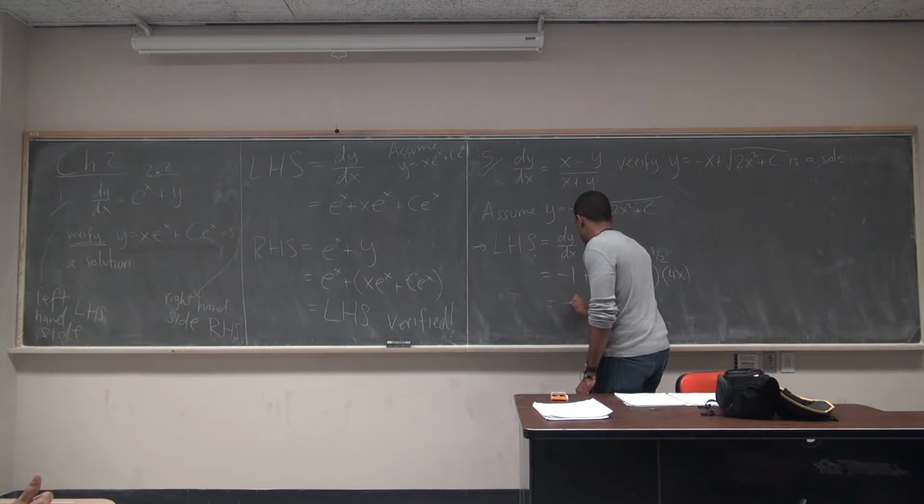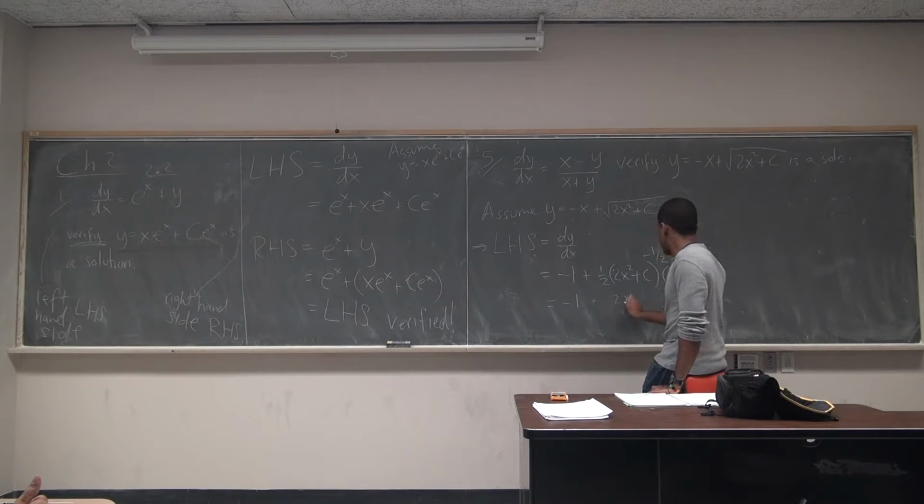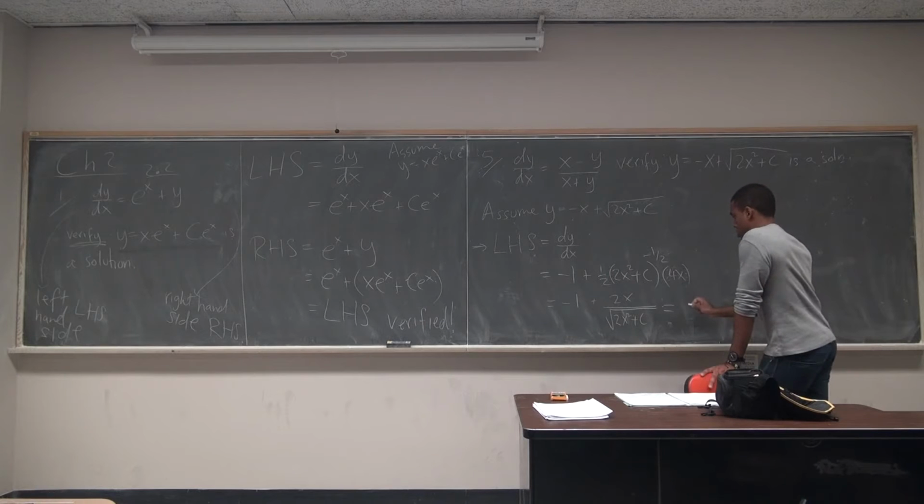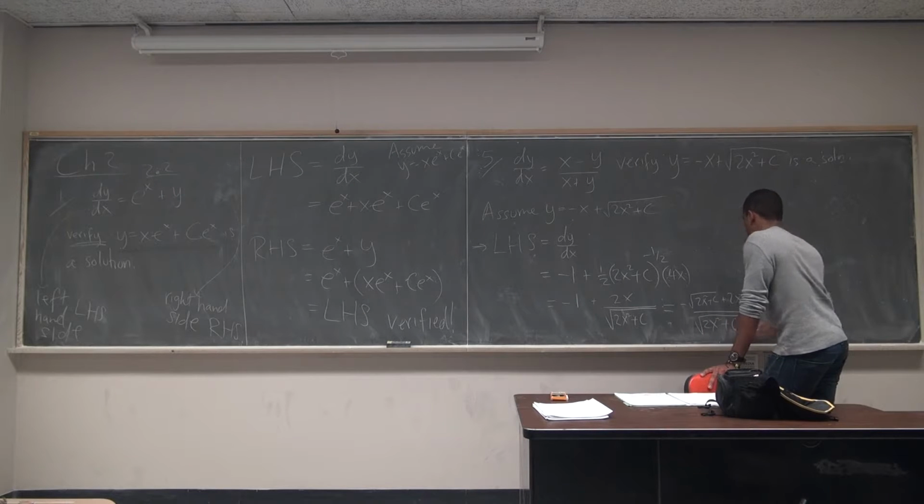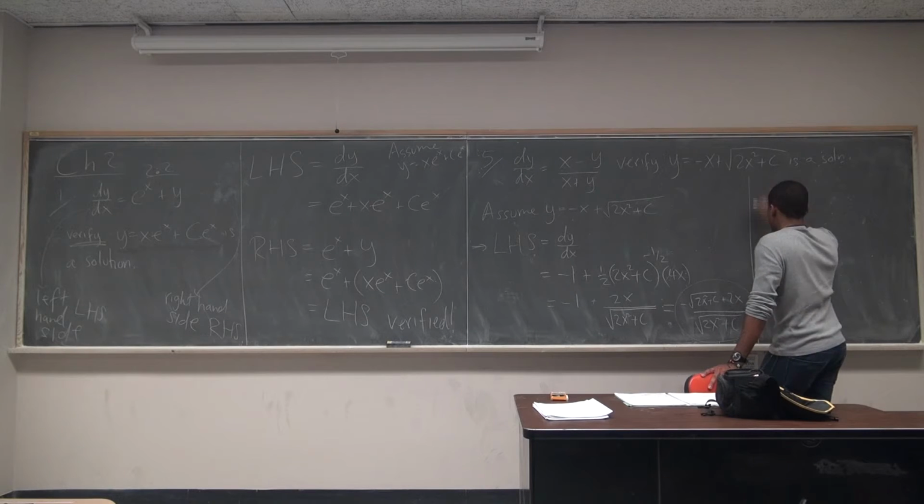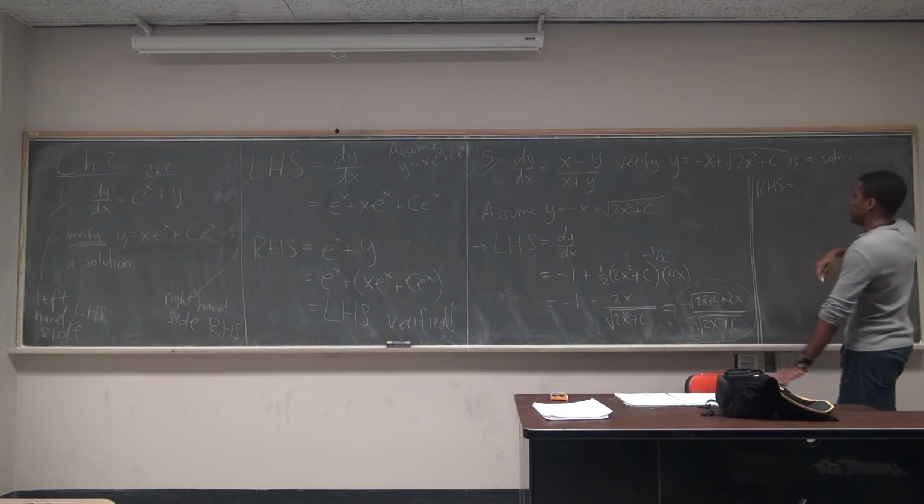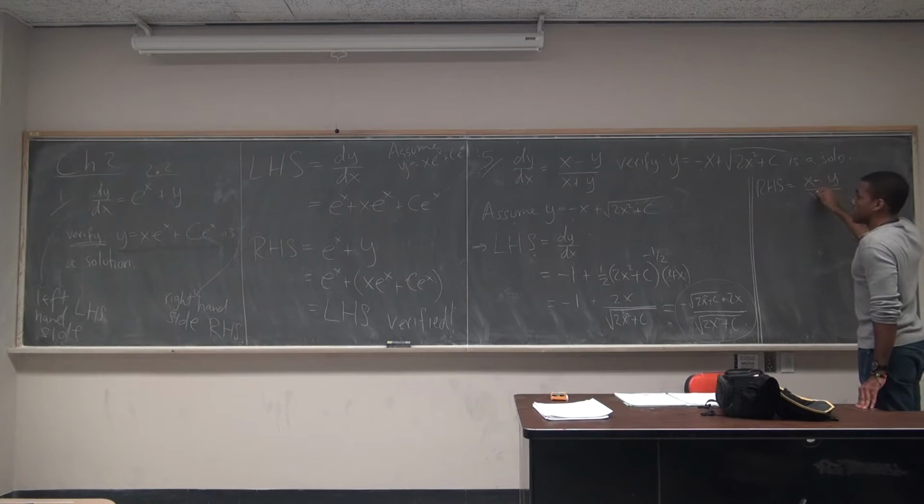That's correct, right? So this is minus 1. The 2 would cancel this guy, so I get plus 2x over the square root of 2x squared plus c. Which I could write as minus the radical of 2x squared plus c plus 2x, all over the radical of this. I just combine it into one fraction. So I know that that's my left-hand side. Now I want to see, does that actually equal the right-hand side? So I go over here and look at the right-hand side, and this is x minus y over x plus y.